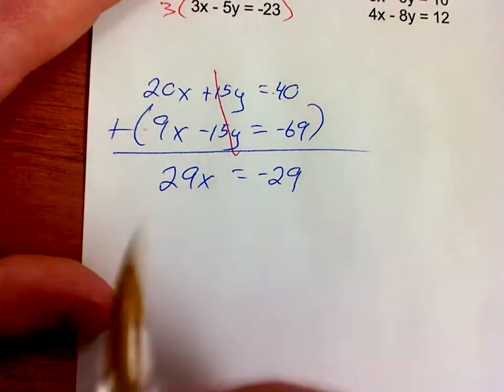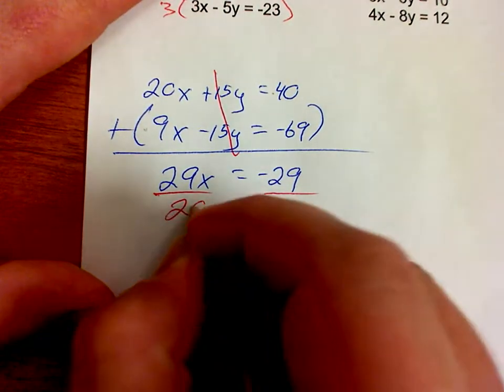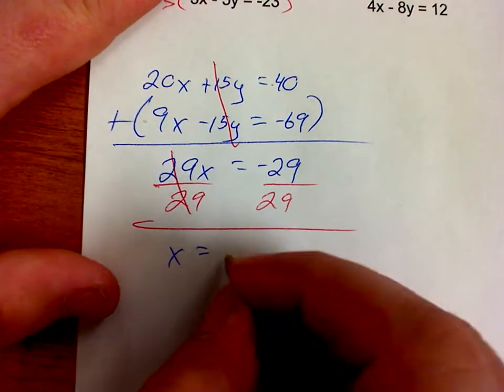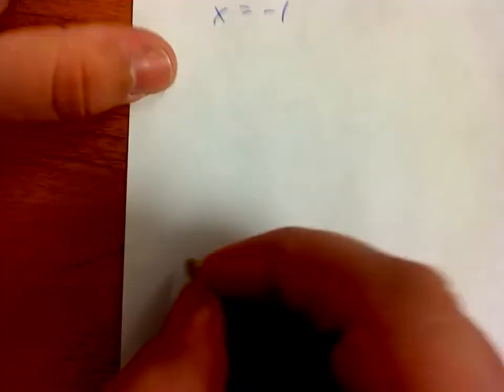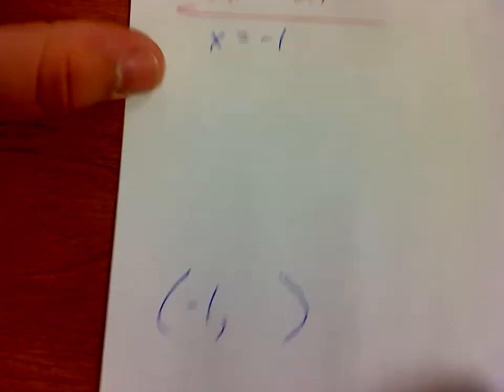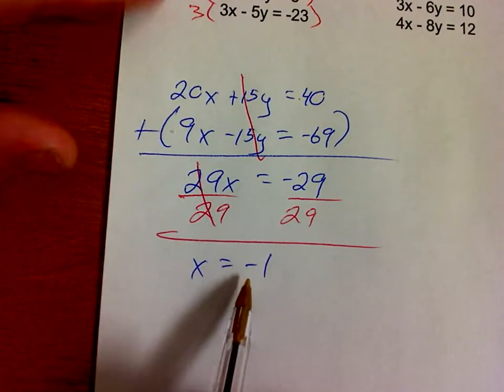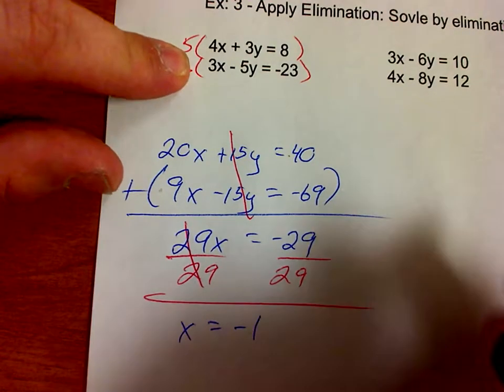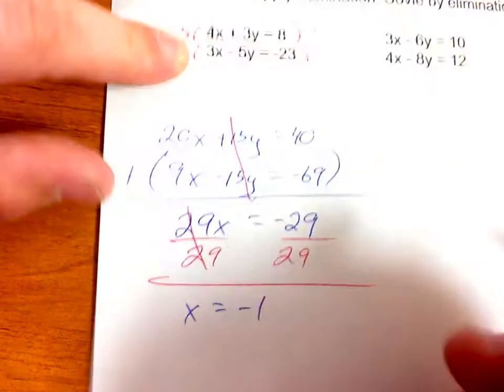Okay? In which case, to get rid of the times 29, we will need to divide by 29. 29's cancel out, leaving us with x is equal to negative 1, which is the x coordinate of our coordinate point. All we have to do is take negative 1 and plug it back into one of the two original equations. I'm going to choose, doesn't matter which one, I'll choose the first one here, okay?